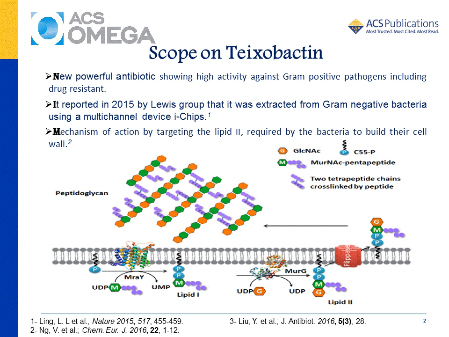This figure shows the formation of the bacterial cell wall, and from here we can see the mechanism of action of Teixobactin, where it inhibits lipid II, the precursor of peptidoglycan.